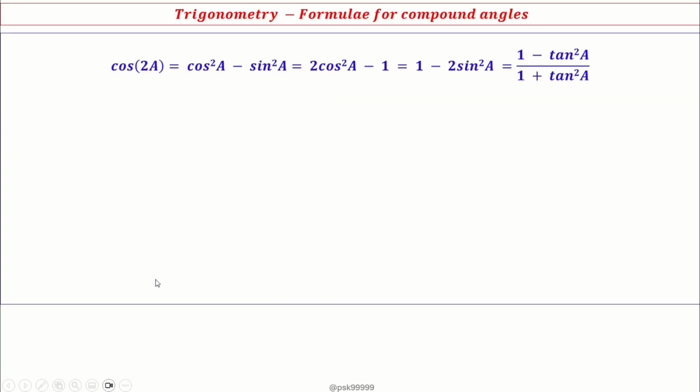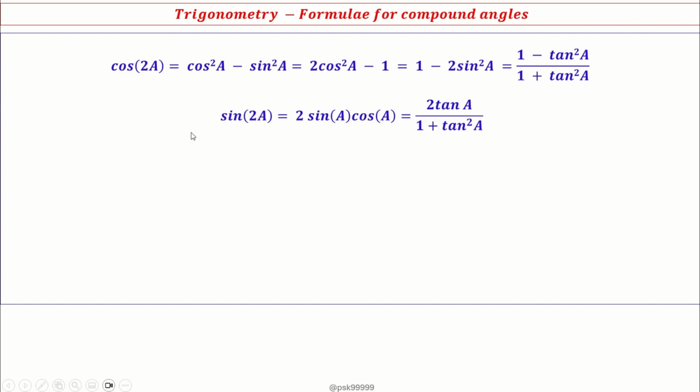And more formulae here. Cos 2a, which is cos(a plus a), is cos square a minus sin square a, or 2 cos square a minus 1, or 1 minus 2 sin square a, or you can also say (1 minus tan square a) by (1 plus tan square a). This is one of the very important formulae in trigonometry. In any problem where you see cos 2a coming, try to replace it with 2 cos square a minus 1 or 1 minus 2 sin square a. Most of the time, 90% of the time, you get the solution with this replacement. So this is very important.